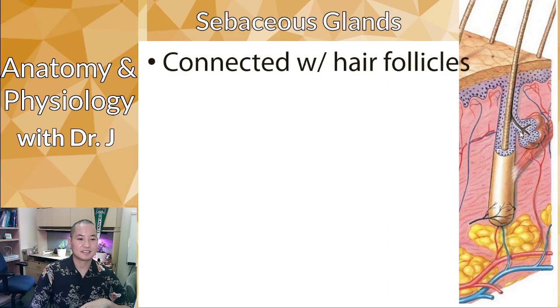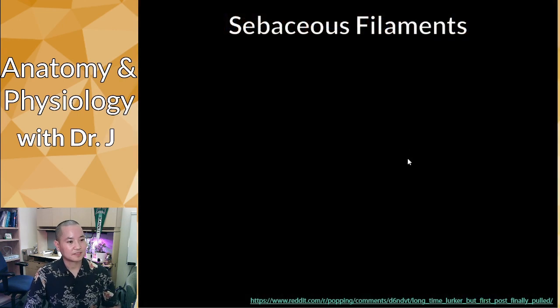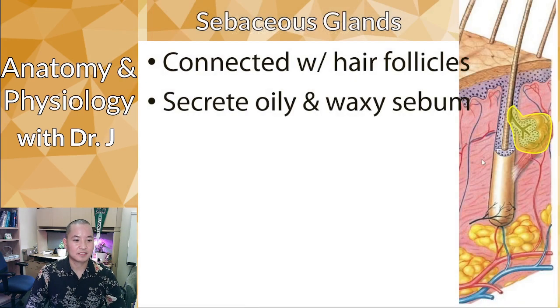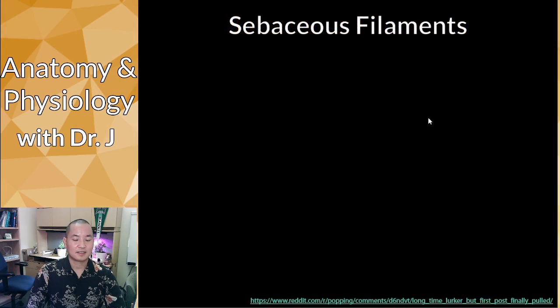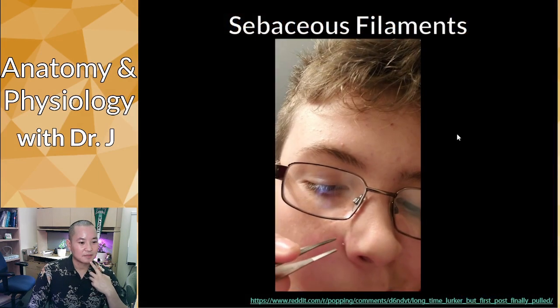Sebaceous glands are connected to the hair follicles, and this is a hair follicle over here. And what we have are these sebaceous glands right here. This isn't where the hair root is, but it's connected to that whole apparatus over here. And what they do is that as the hair grows, they secrete oils that help to lubricate and condition the hairs in our skin. They secrete this substance called sebum that's oily and waxy. Now, what happens if the sebum builds up along the hair shaft and root? Well, you might get something like this.